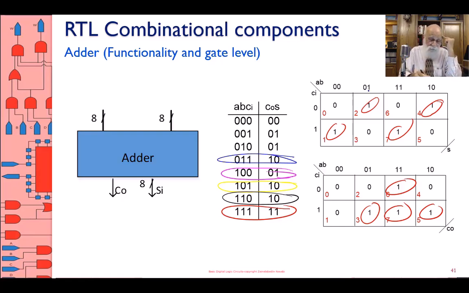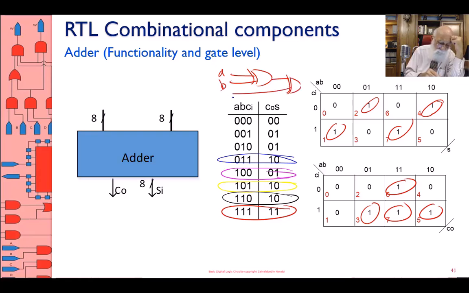I look at A and B and C, and I see that the output S is 1 whenever the total number of 1s on the 3 inputs is odd. Therefore, the sum is nothing but the exclusive OR of A, B, and carry in, in any order you want. You can XOR A and CI, and then the result, or whatever way you prefer to do it. All right, that is the odd circuit for the sum.